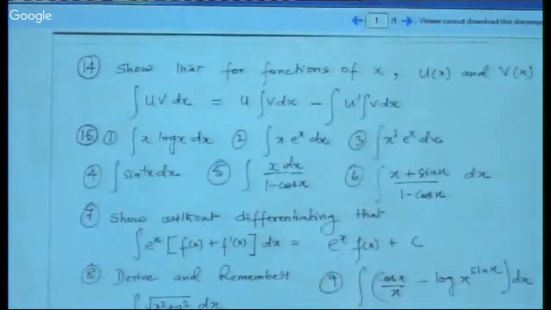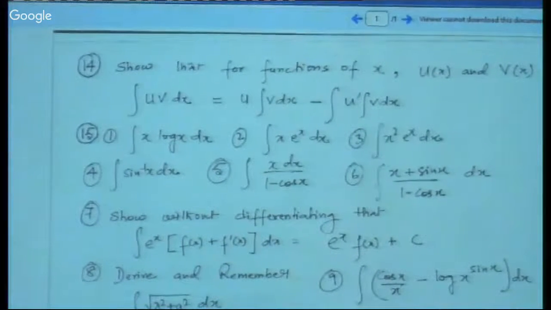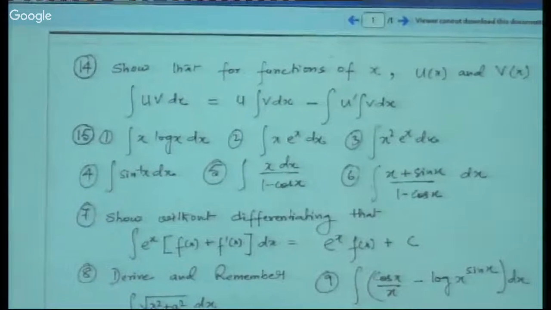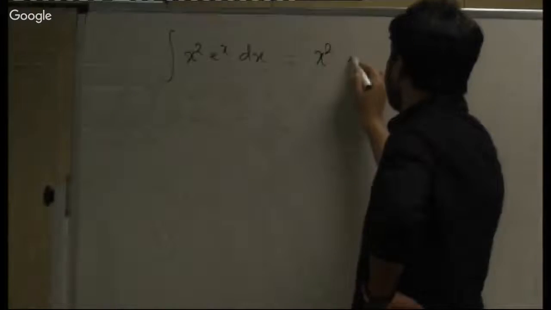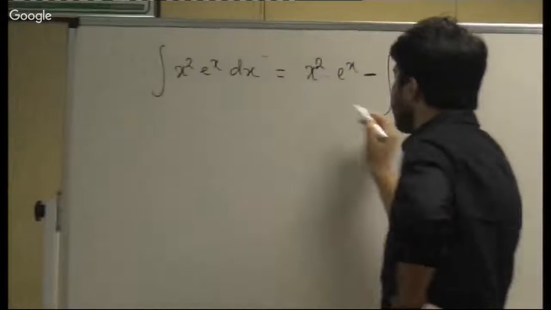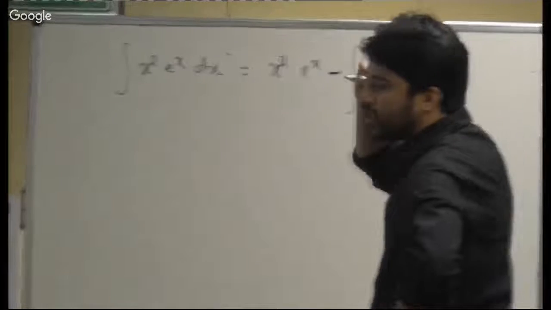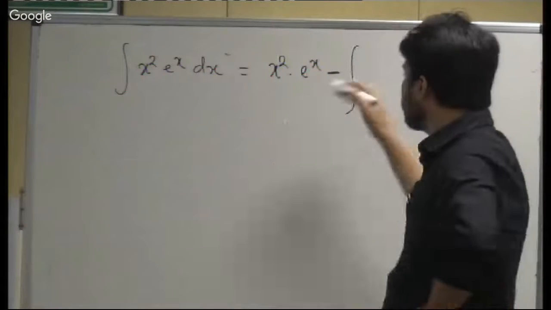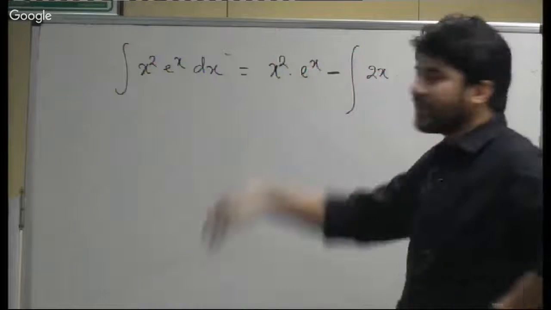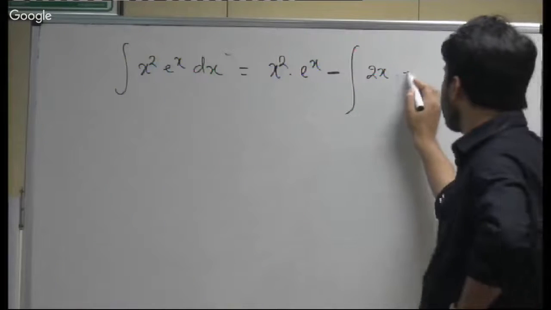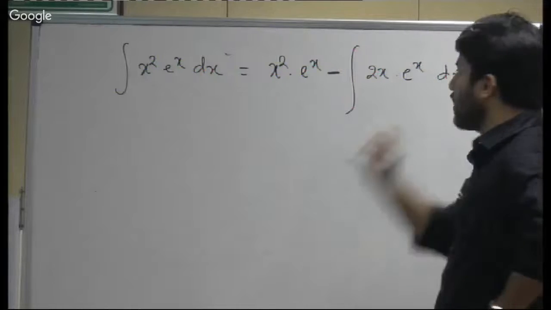So similarly, this third example deals with x square e to the power x dx, right? So which is easy to integrate? Again, e to the power x is easy to integrate, so we can say x square e to the power x minus integration of e to the power x is e to the power x, and what is the differentiation of x square? 2x, and what is the integration of e to the power x? e to the power x. Clear?